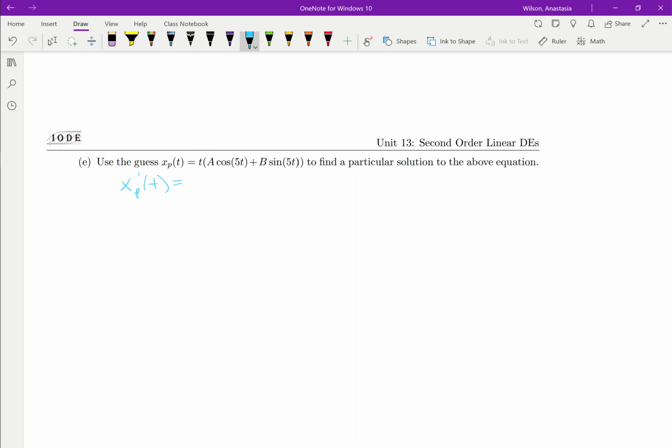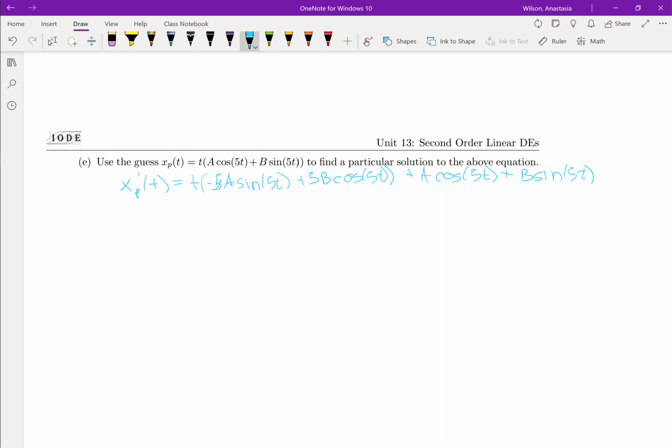So the first derivative is going to be t times the derivative of a cosine 5t plus b sine of 5t. So that will be negative 5a sine of 5t plus 5b cosine of 5t, plus the second, which is the cosine and sine part, times the derivative of the first, and the derivative of t is just 1. So we're going to add a cosine of 5t plus b sine of 5t.